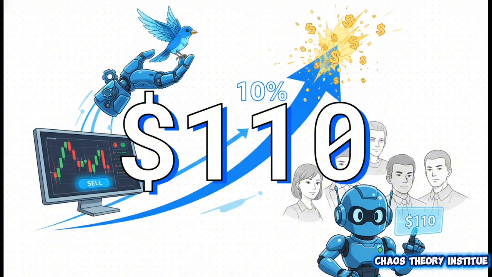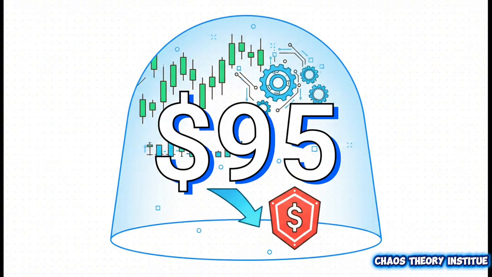And what about that safeguard, the stop loss? We could program that to trigger if the price drops 5% from our entry. So if the trade moves against us and the price falls to $95, the bot gets us out, minimizing our loss and protecting our capital for the next trade.